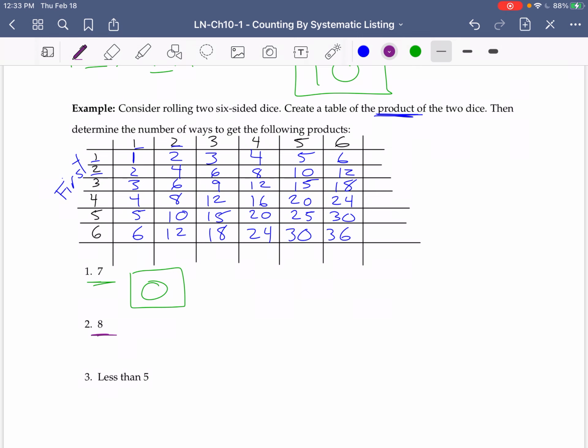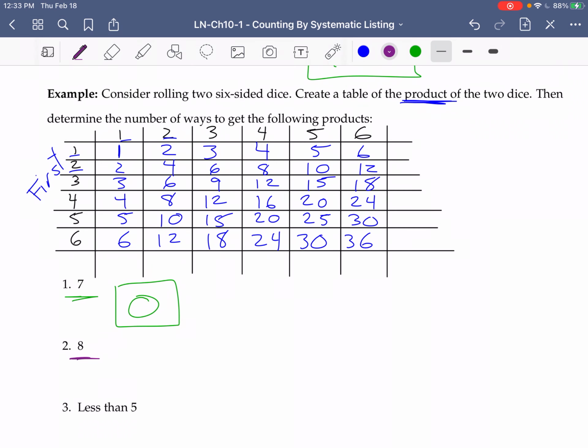What about getting a product of 8? So here we're looking for a product of 8. So there's one way right there. And there's a second way. Really, a 2 and a 4. That's going to be it. So there are 2 ways to get a product of 8.